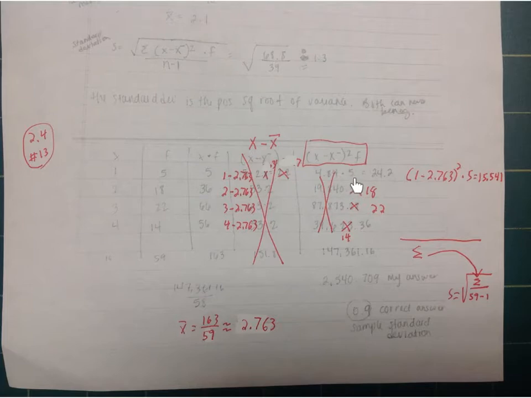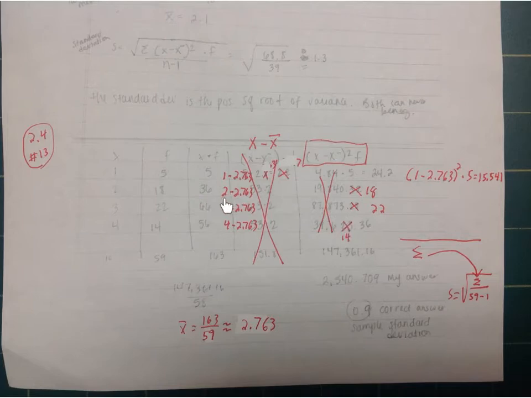The frequency on the first one is 5, then 18, 22, 14. Not sure where you got these numbers at. I worked out the first one here: 1 minus the 2.763, you square that and multiply it by 5, and I get 15.541. And you want to do that for these other three values.